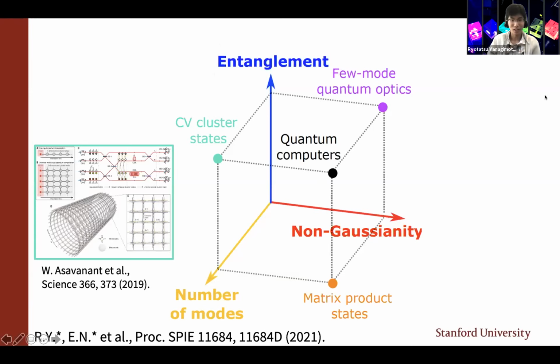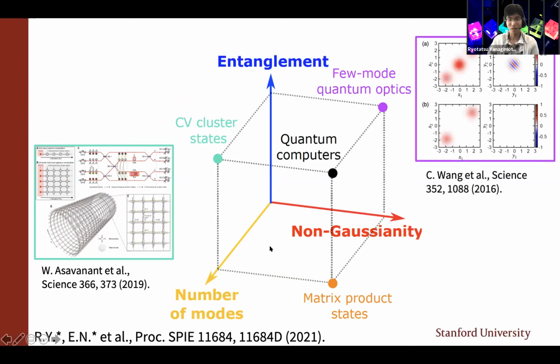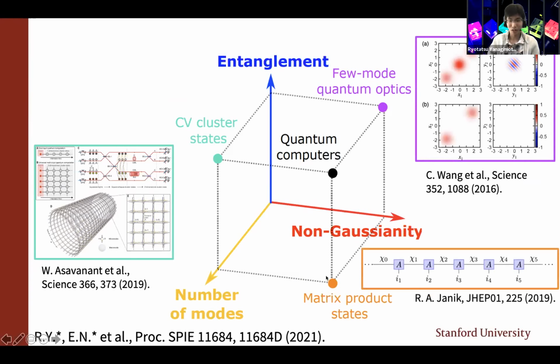So when we don't have much non-Gaussianity, but have a lot of entanglement and modes, the state looks like a CV cluster state, for instance. Or when we don't have a lot of modes, then we can still numerically diagonalize the Hamiltonian. And this corner is the most interesting in this context. When we don't have much entanglement, but have a lot of modes and they are all non-Gaussian, it is known that the matrix product state representation can exploit this feature to facilitate efficient quantum state representation.